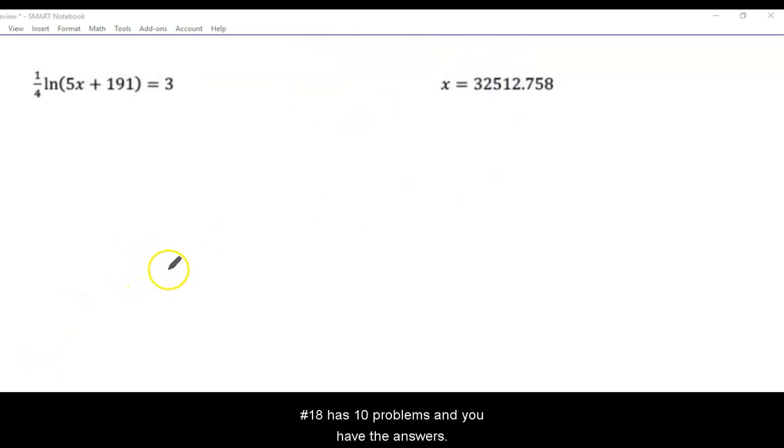Number 18 has 10 problems that go in it, and you've been asked to solve each equation, show the steps for credit, and round to 3 decimal places. These are all equations, so we're going to actually get an answer, and they give you the answer. So you should get this when you're finished.